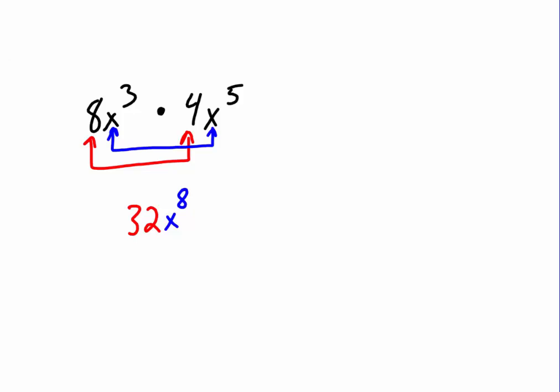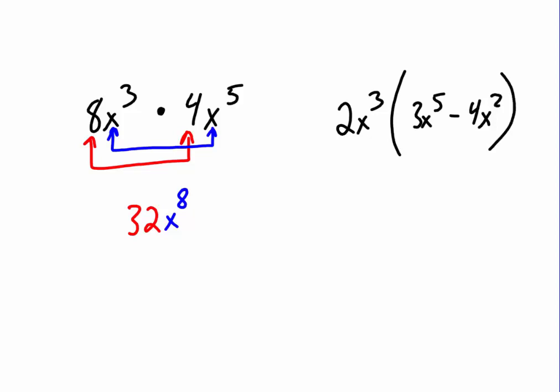So one more. If we said something like 2x to the 3rd times 3x to the 5th minus 4x squared, here we'd have to do some distribution. When we distribute these two things here, 2 times 3 is 6. X to the 3rd times x to the 5th, 3 plus 5, x to the 8th. Then we go 2 times negative 4 gives us a negative 8. X to the 3rd times x squared, x to the 3 plus 2 is 5.